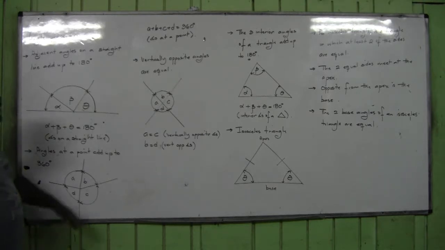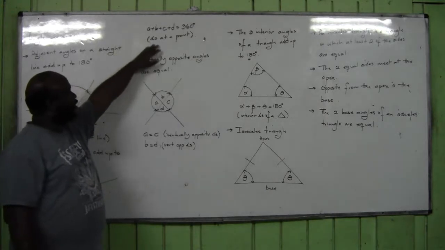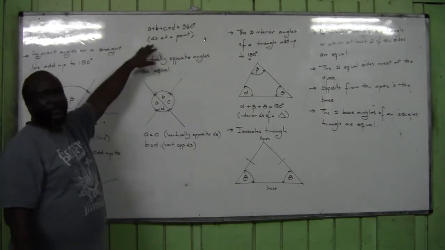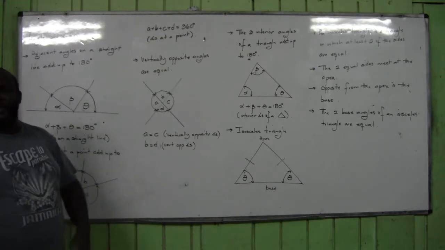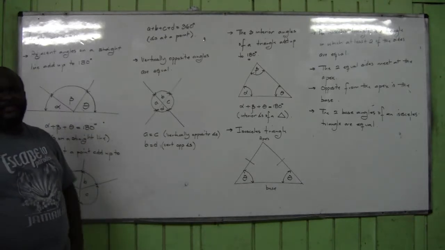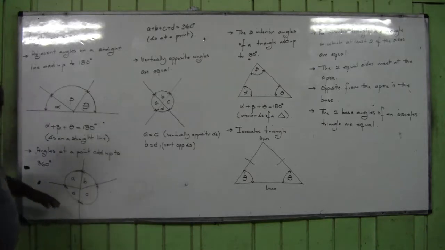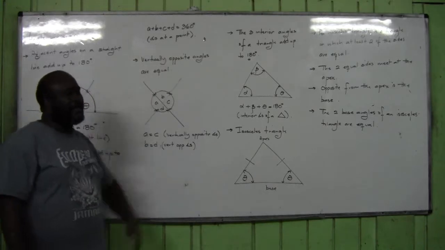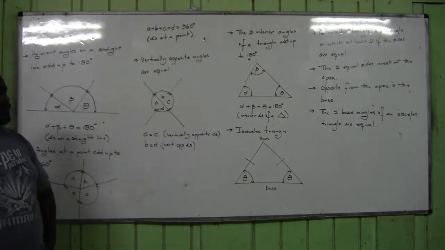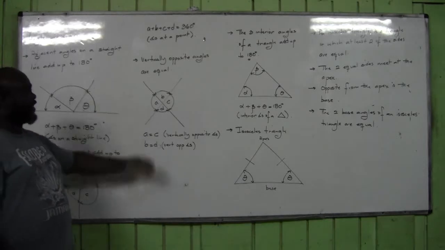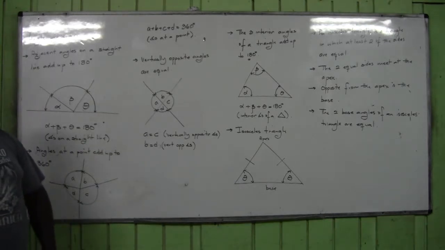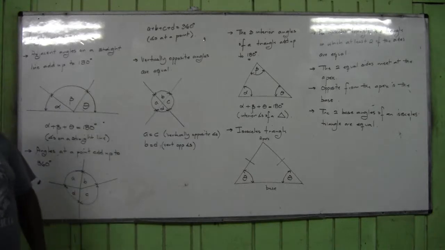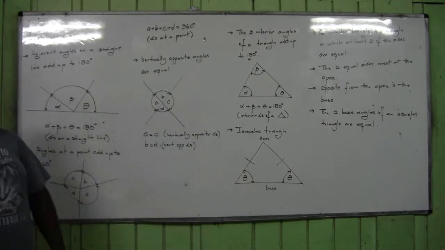Now, I want you to get used to this. Whenever you use an angle property, you need to state it. So if I'm telling the examiner that 1, 2, 3, 4 add up to 360 degrees, I need to tell him why. They add up to 360 degrees because they're angles at a point. It's something to get used to. In many of these exams, the examiner will literally say to you, state a given reason. So the reason is the angle property.